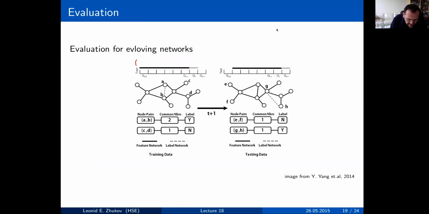You take some moment in time, and you fix it and look at the structure, you see all the connections, and there is labeled data. There is a connection here that appeared by that time. Then you fix that, and that's your training set, and you're trying to predict in the future the appearance of the new edge.